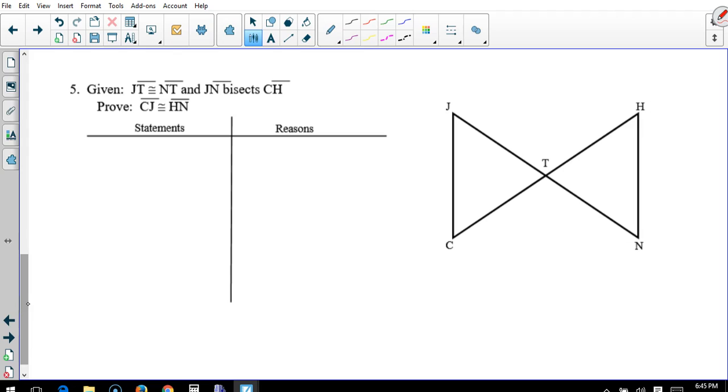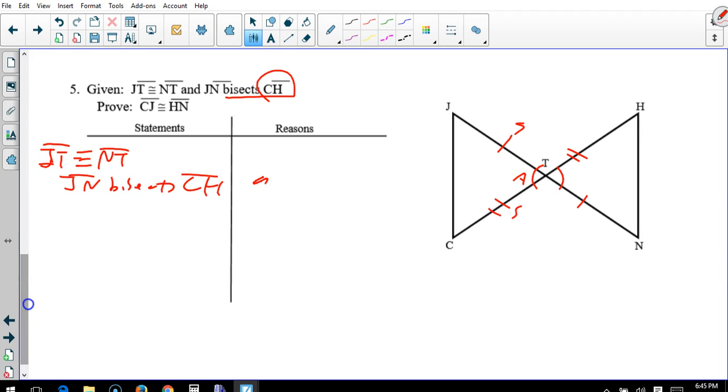Okay, JT is congruent to NT. JN bisects CH. Remember, this is the one that's equal, cut in half. So CH we mark this way. Now we already know JN is split in half, but if we didn't say that, we couldn't mark it. And then we know this is vertical angles, so we have side, angle, side. So we write JT is congruent to NT, and JN bisects CH, given.